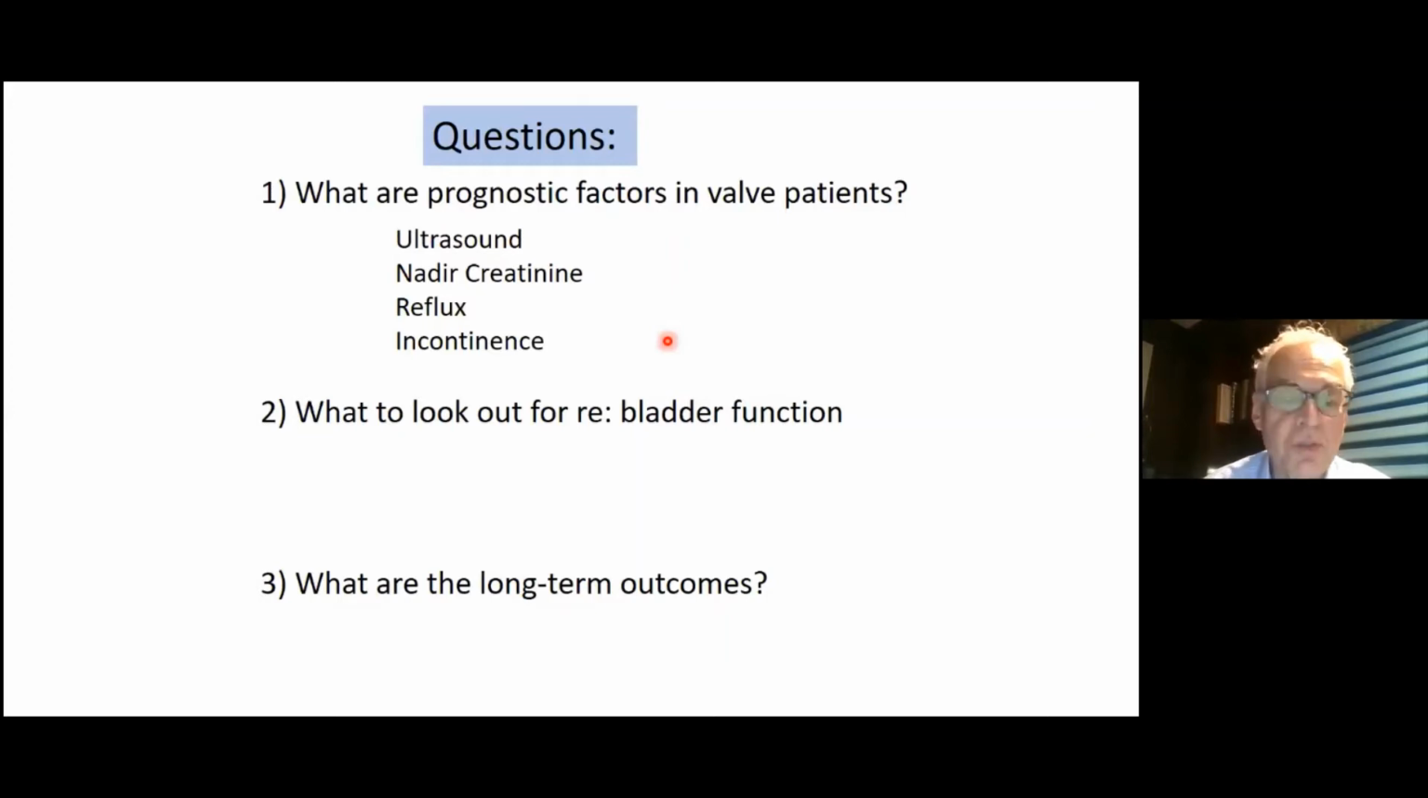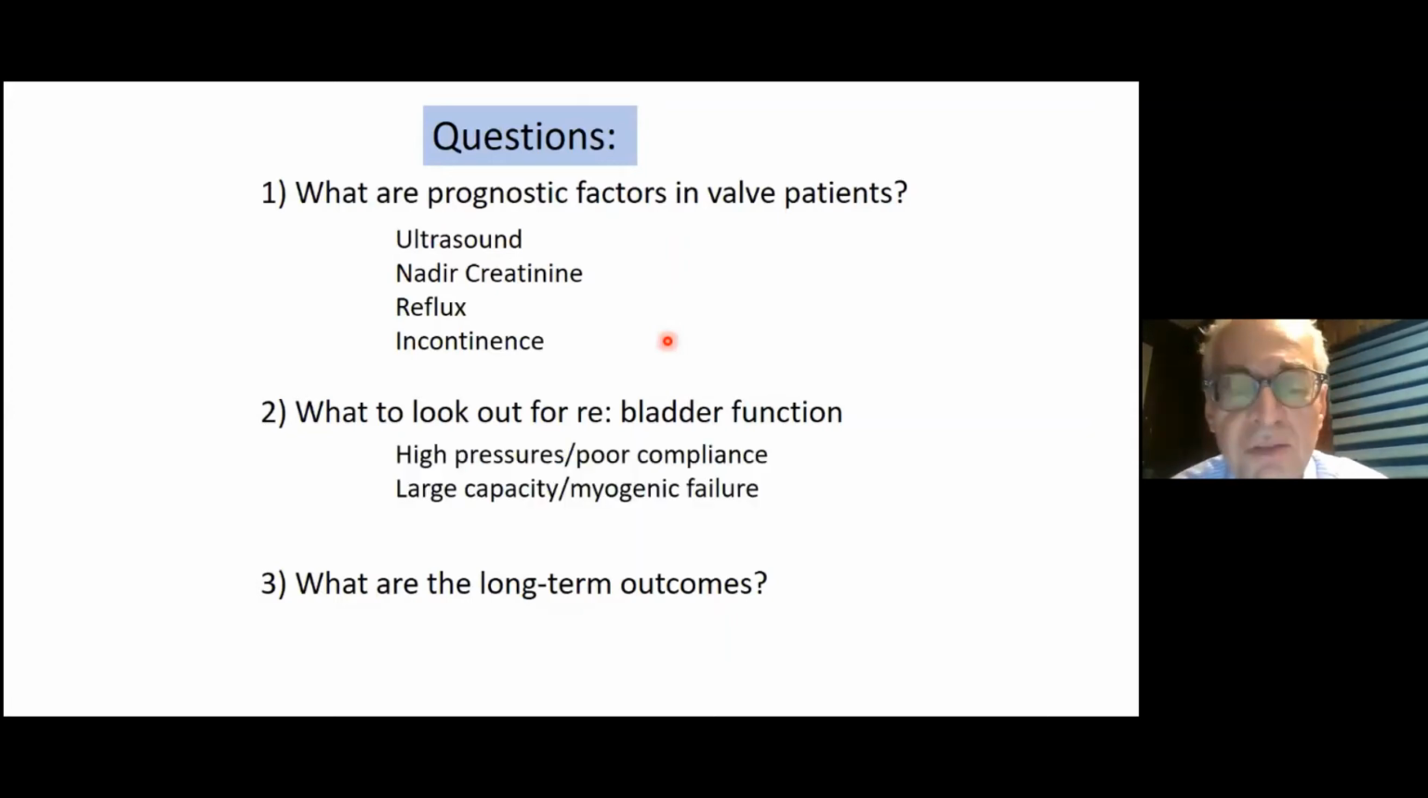And of course, if you're super smart, you're going to type into the chat box, at what age are you talking about, right? Because there's 2 really types of valve bladders. One, early on, many of these children have high pressure, poorly compliant, very fibrotic bladders. But over time, probably related to polyuria, they tend to develop larger capacity bladders, and many of them can develop myogenic failure.